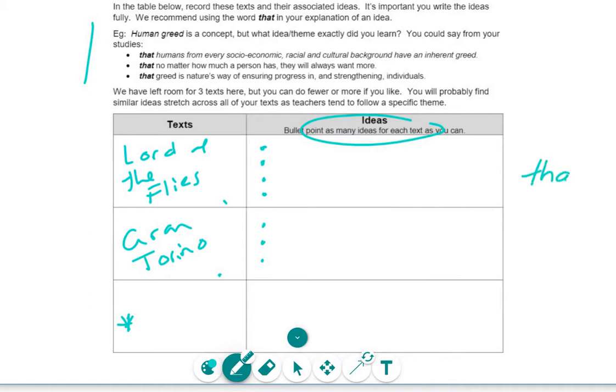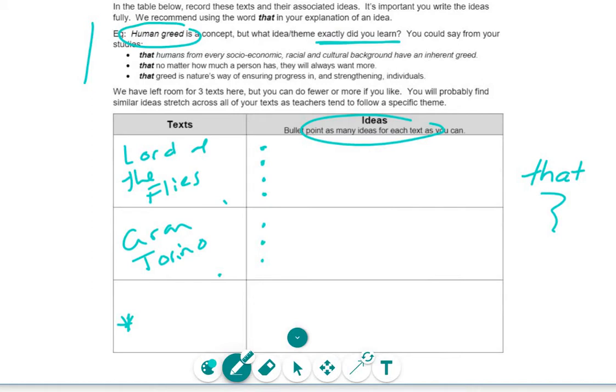I always tell my students a theme is not love or prejudice, because what are you saying about love? Are you saying that love is wonderful, love is rubbish? What? Prejudice. You can't say the theme is prejudice. What about prejudice? So the way to force yourself to explain the theme properly, so remember this for your essays as well, is to use the word that. So for example, some people might say, oh, my theme is human greed. No, that's just a concept. But what exactly did you learn?